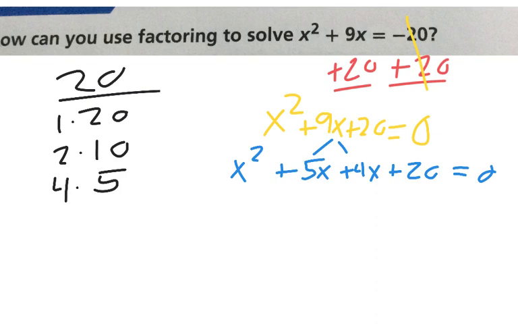Yeah, still 0. I remember parentheses. That's what's coming next. I've got 4 terms, so I need to group the first 2 together and the last 2 together. The GCF of the first parenthesis is x. That leaves me with x plus 5 when I factor an x out. The GCF here is 4. That's going to leave me with.